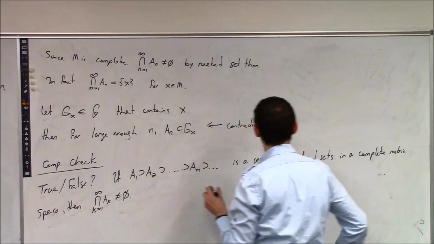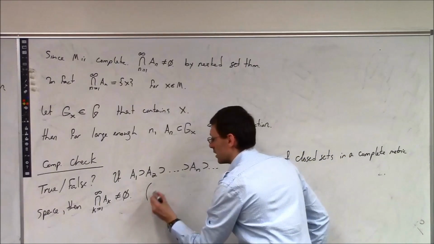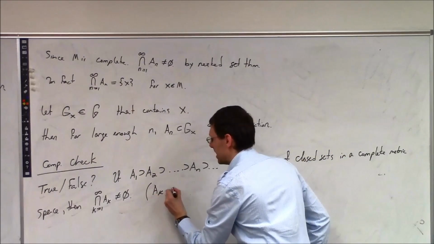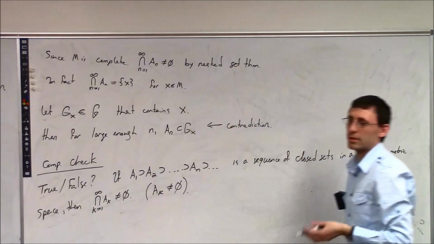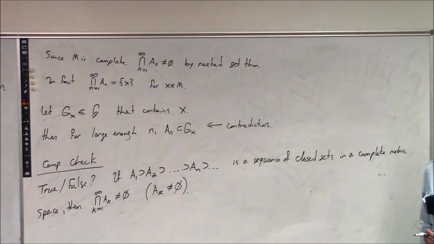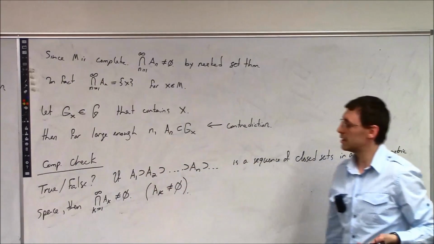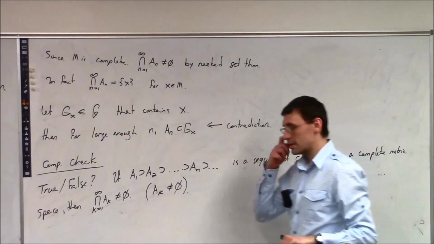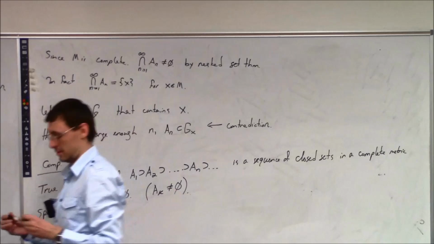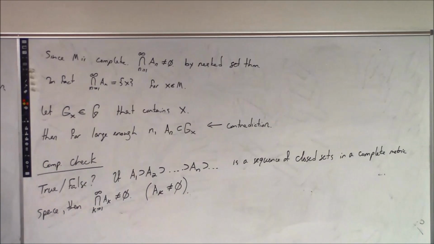Each of them is non-empty, so that A_k is not empty. Otherwise, it's boring. If one of them is empty, sure, this can happen, and the intersection will be empty, but all of them are non-empty. Take natural numbers with a discrete metric, and then just take 1 to infinity, and then 2 to infinity, and 3 to infinity.